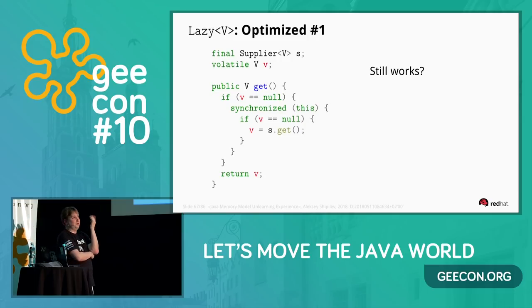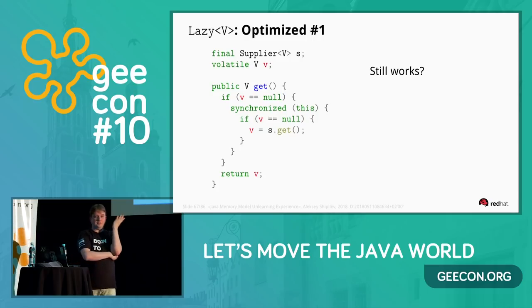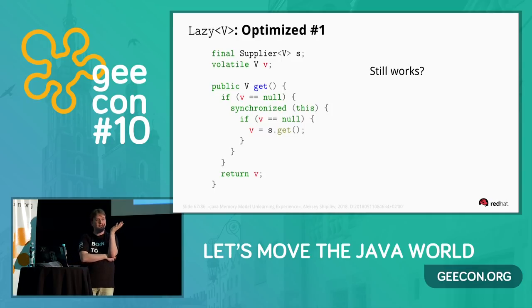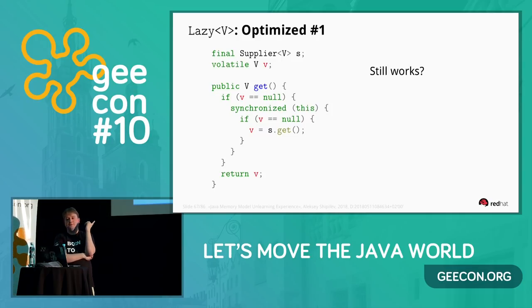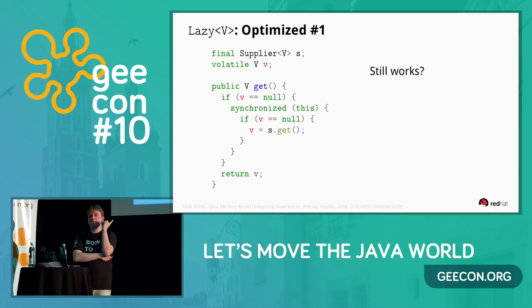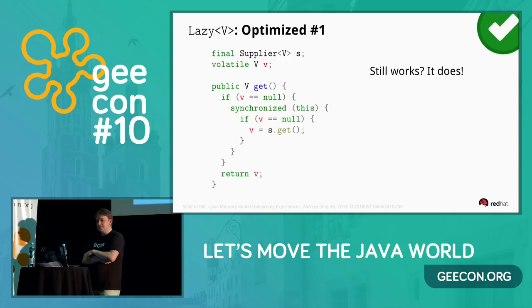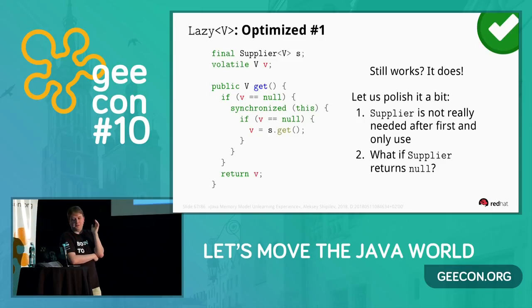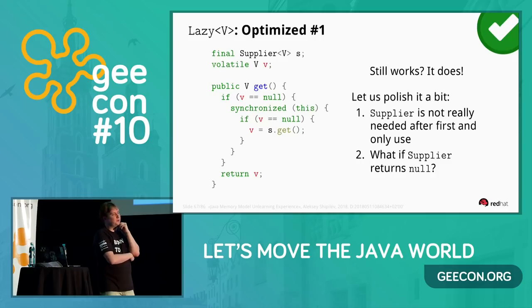We have this volatile V, we check it, and if it's null, we enter the recovery path, and we call the supplier once, and that's it. Does it still work? Who's for yes? I mean, sure. Who's for no? Okay, this still works. And most people should just really stop here. You know DCL works. This is the pattern for DCL. It's obviously correct.